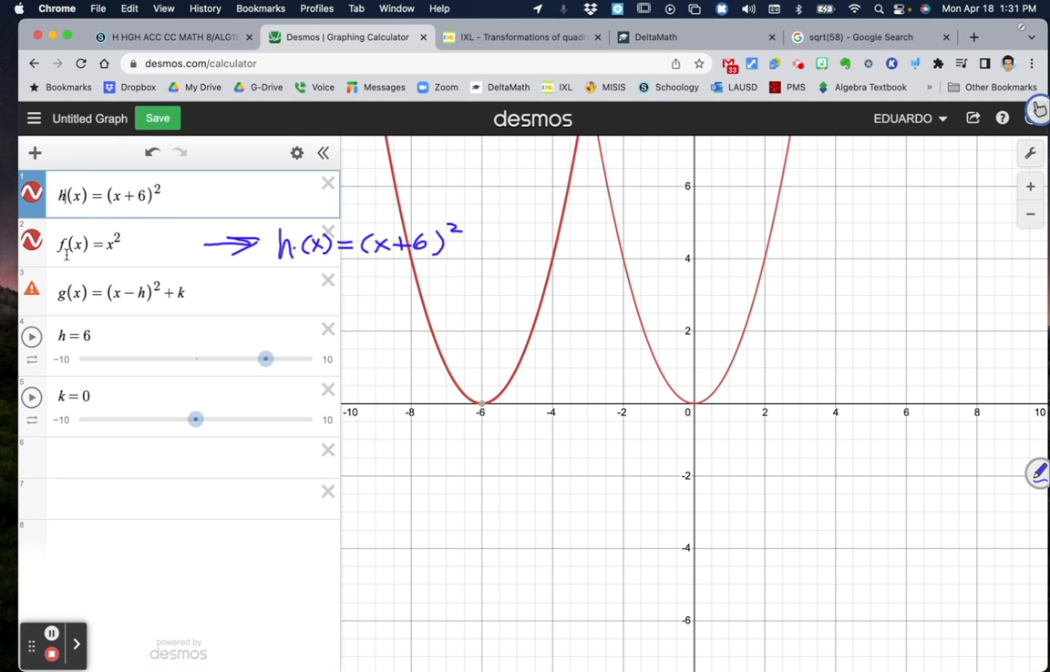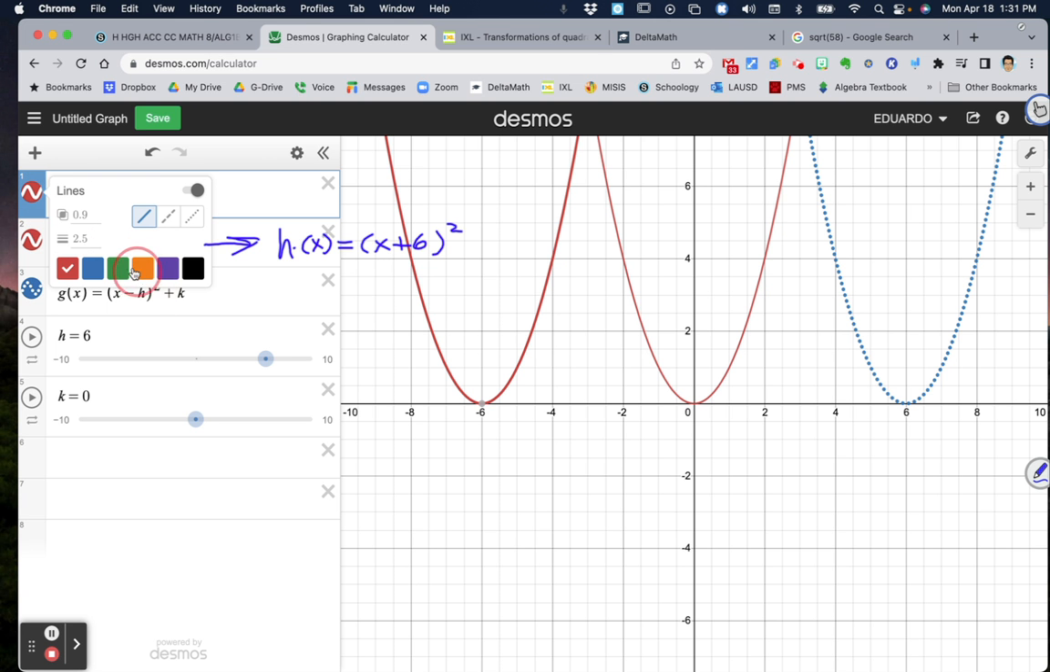Oh, I can't call it h because I already used h. Let's call it p of x. There. I can't call it h because I already used h for something, guys. And I don't like blue. I use green.